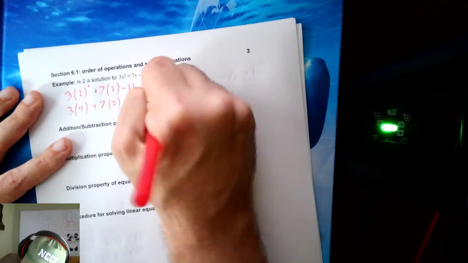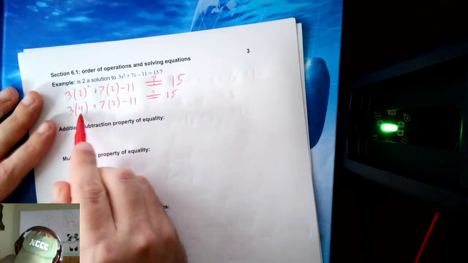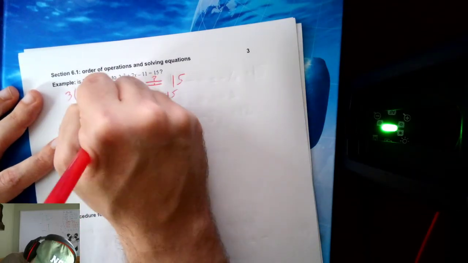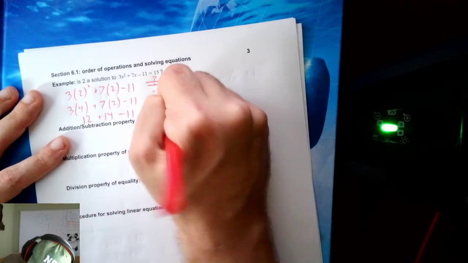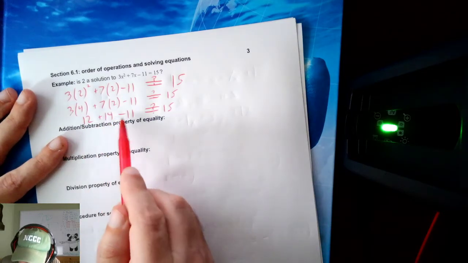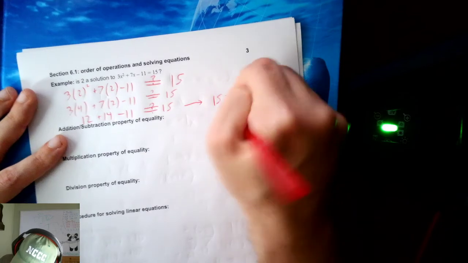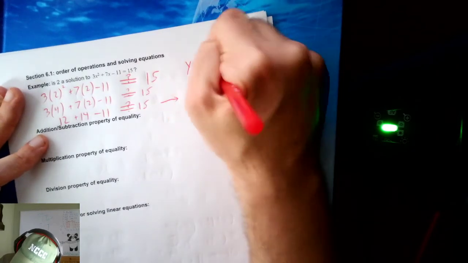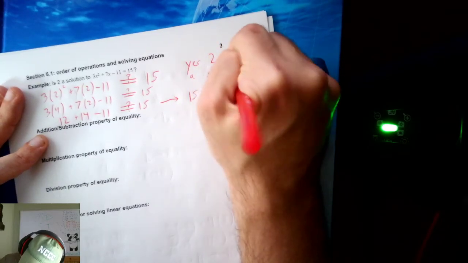Minus 11. I still don't know if that's equal to 15, right? Now I multiply. 3 times 4 is 12, and 7 times 2 is 14, minus 11. Is that equal to 15? 12 plus 14 is 26, minus 11 equals 15. Yeah, this tells me that 15 is indeed equal to 15. So I know, yes, 2 is a solution.